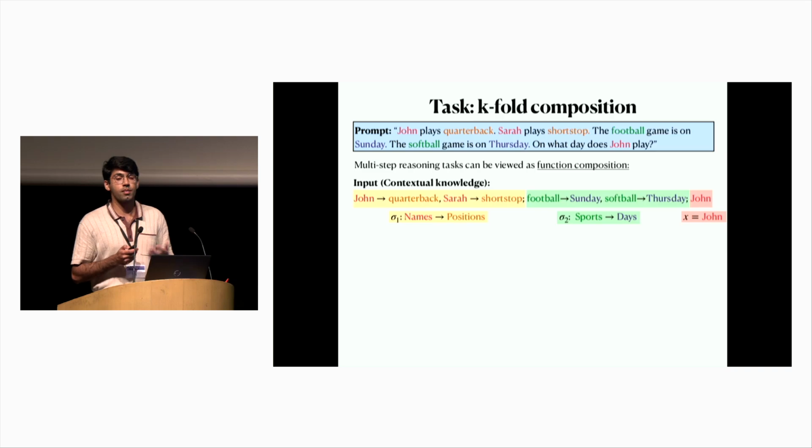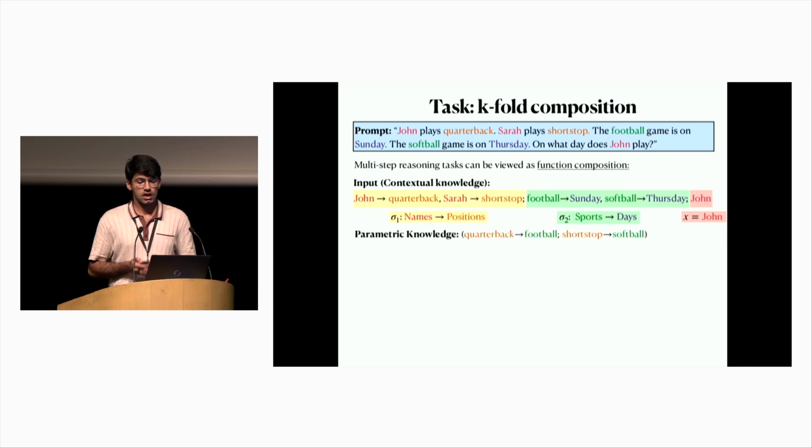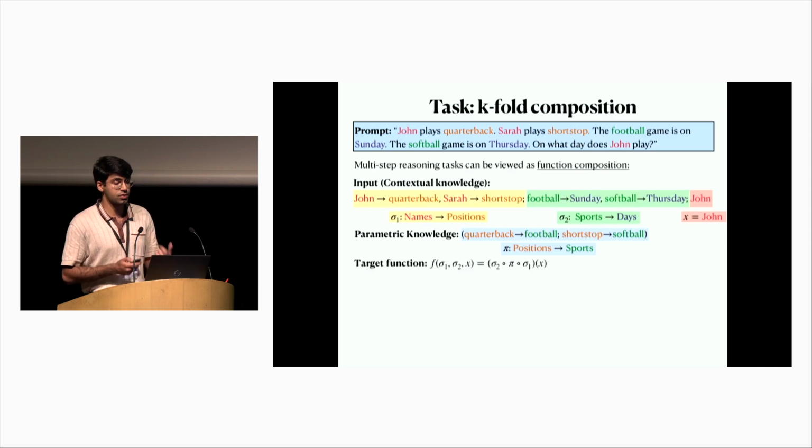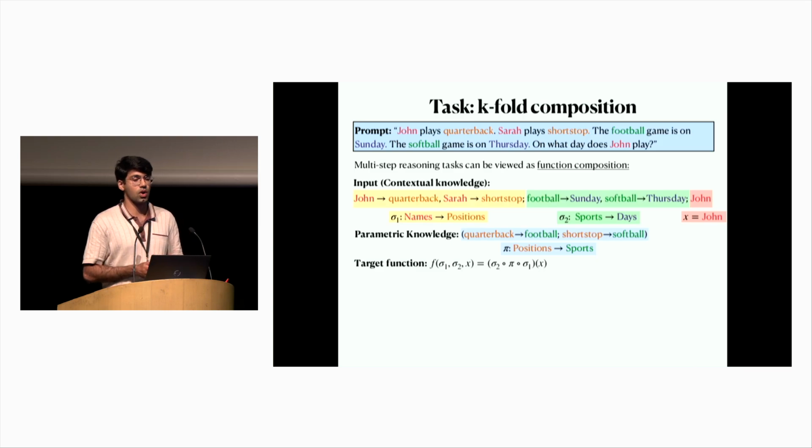The parametric knowledge is also a function. Here, it's the hidden function pi, which maps the set of positions to the set of sports. So the target function f sub pi that the model must compute takes as input these sigma1, sigma2, and x, and outputs this interleaved composition of functions evaluated at the starting index x.